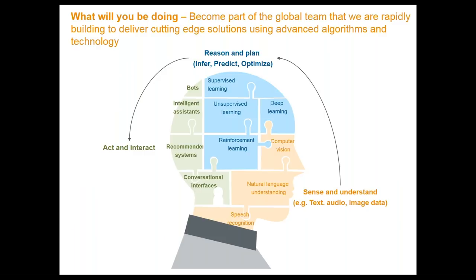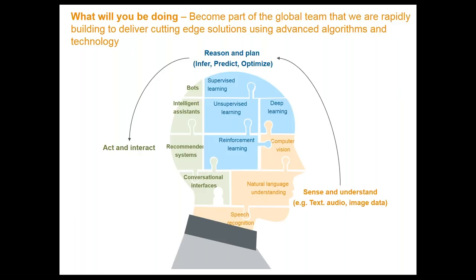So what would you be doing if you join our team? Broadly, three types of questions that we are helping our clients answer. If I go anti-clockwise, we start with the number of perception-based problems, helping our clients better sense and understand the different types of unstructured data they might have: text data, audio data, image data, using a number of the cutting edge algorithms and leveraging the significant progress that has been made in the space in the last 5 years or so.